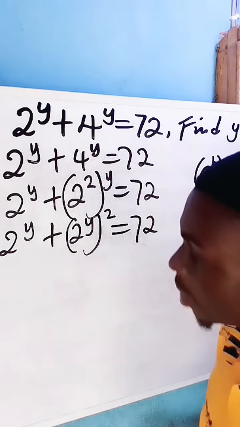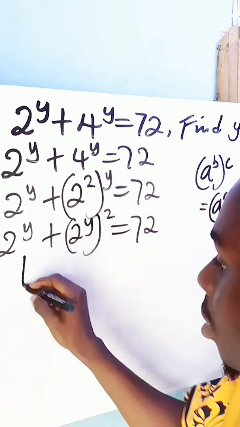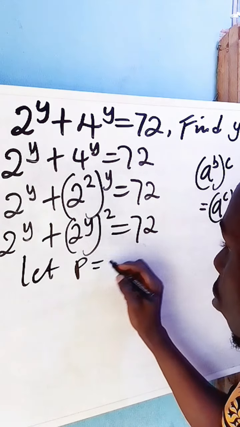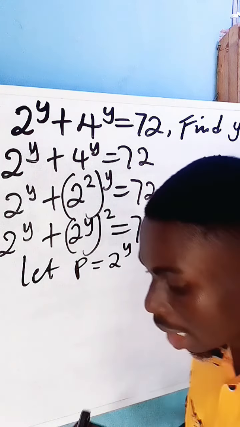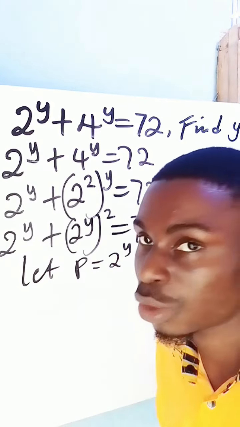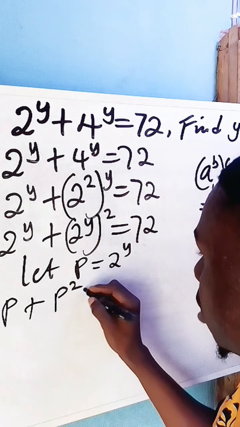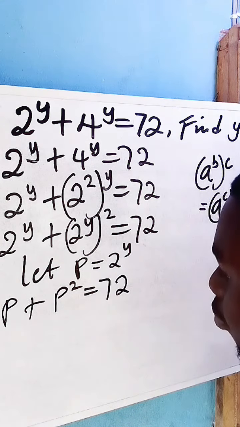Now we can let any letter represent this 2 power of y, right? So we can say let p be equal to 2 power of y. Anywhere I see 2 power of y, I will replace that with p, and we have 2 power of y and 2 power of y. So you can see this is p plus p squared equal to 72.